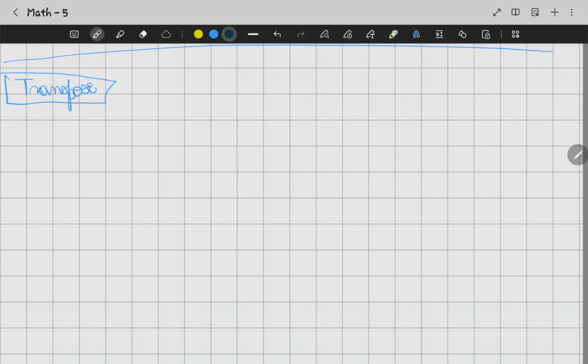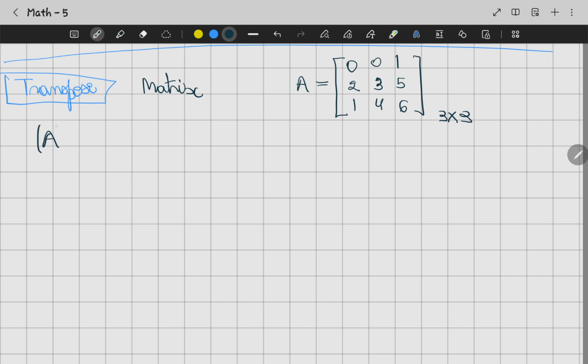Transposition rules that we have for matrices. As I said earlier, we could use an example for A. It could be a normal matrix, any type of matrix that we have, maybe a 3, 5, 6, 4, or something like this, a 3 by 3 matrix. That's A. So these are the rules.